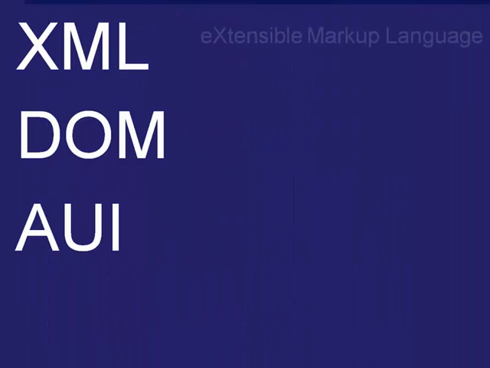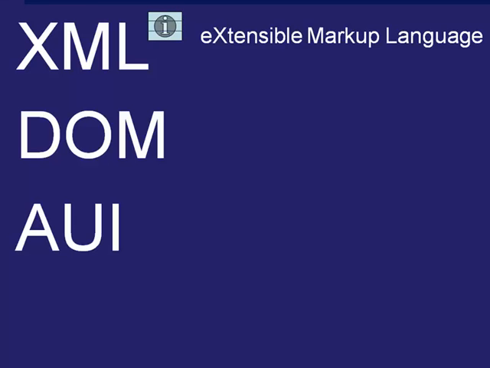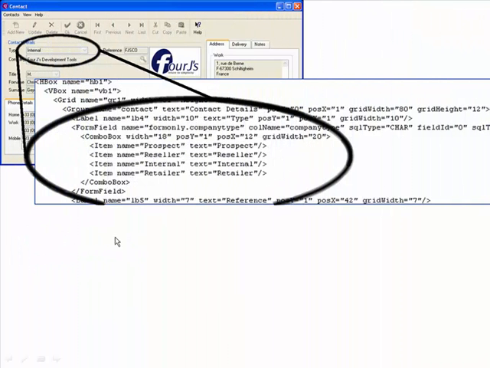XML is tagged text. It stands for Extensible Markup Language and is a specification for creating custom markup languages. Genero uses XML technology in several components. As you can see here, some XML representing a part of the form.